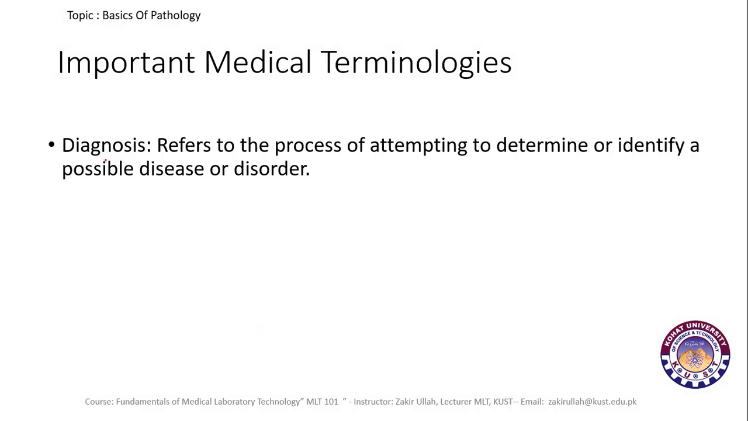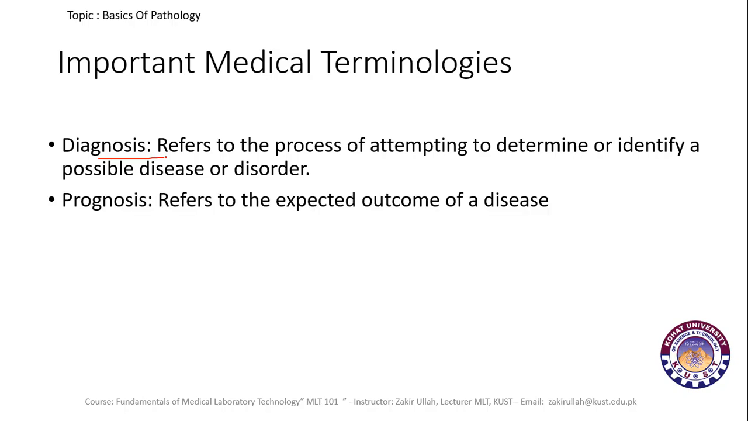Diagnosis. Diagnosis is the process of finding out the agent or identifying the possible disease or disorder. For example, if a person is diseased and has certain signs and symptoms and comes to the clinic, the doctors try to find out the possible cause of the disease and what has happened to this person. All the steps required for finding out the possible disease are called diagnosis.